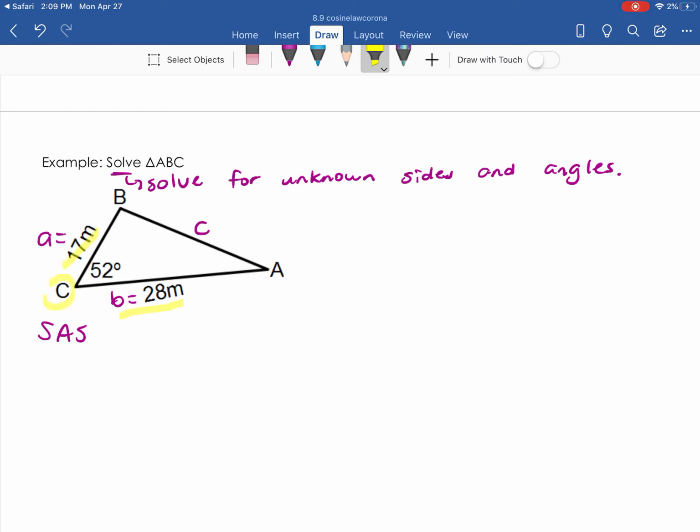So then there is no complete ratio. So this is side, angle, side. So we have the two sides and the angle between them.